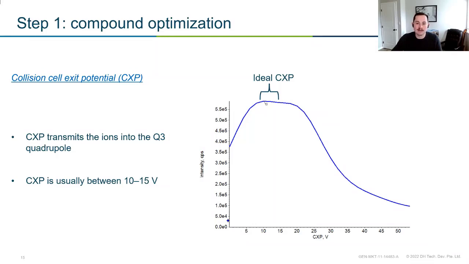So what I like to tell folks when they're doing compound optimization is if you need that little bit of intensity to get to your limit of quantitation or limit of detection, CXP can help if you're talking about a few percent. But if you need more than that, going after something like collision energy, declustering potential, or some other way to gain that sensitivity is going to be a little bit more fruitful for you.